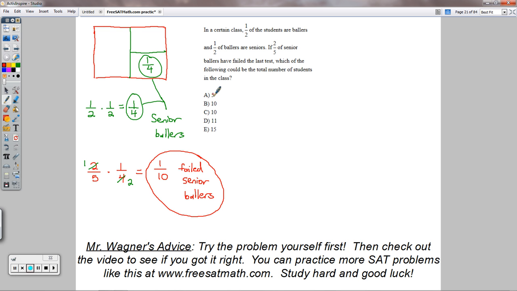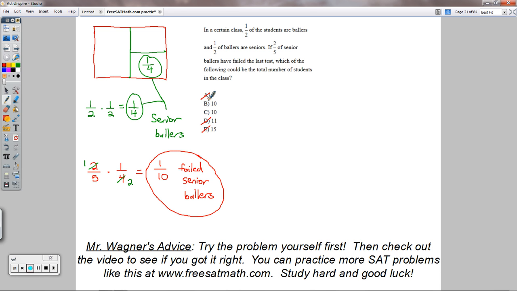So if you thought the answer was 5, you would have 1/10 of 5 that failed. So 1/10 of 5 would be 5 over 10, which would be 1/2. You'd have half of a student that failed the last test. That's not possible, so A doesn't make any sense. For the same reason, D and E don't make any sense, because you can't have 11/10ths of a student, 1.1 students that failed. You can't have 1.5 students that failed. That'd be 15/10ths. So because you have to have a whole number of students that failed the last test, it has to be 10.